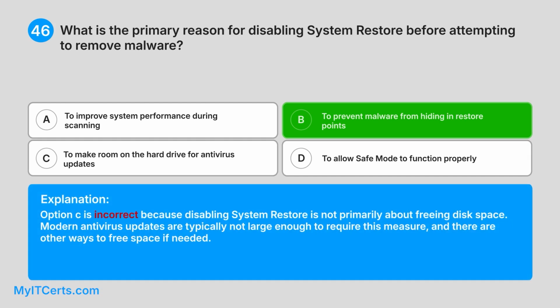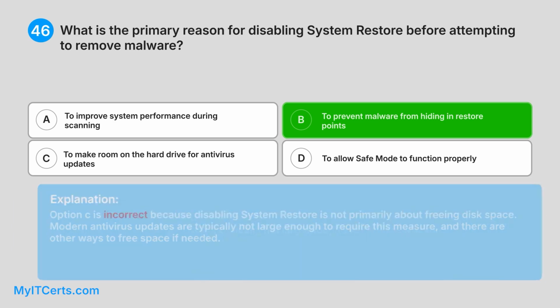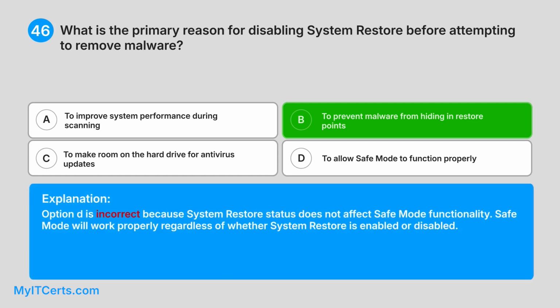Option C is incorrect because disabling System Restore is not primarily about freeing disk space. Modern antivirus updates are typically not large enough to require this measure, and there are other ways to free space if needed. Option D is incorrect because System Restore status does not affect safe mode functionality. Safe mode will work properly regardless of whether System Restore is enabled or disabled.